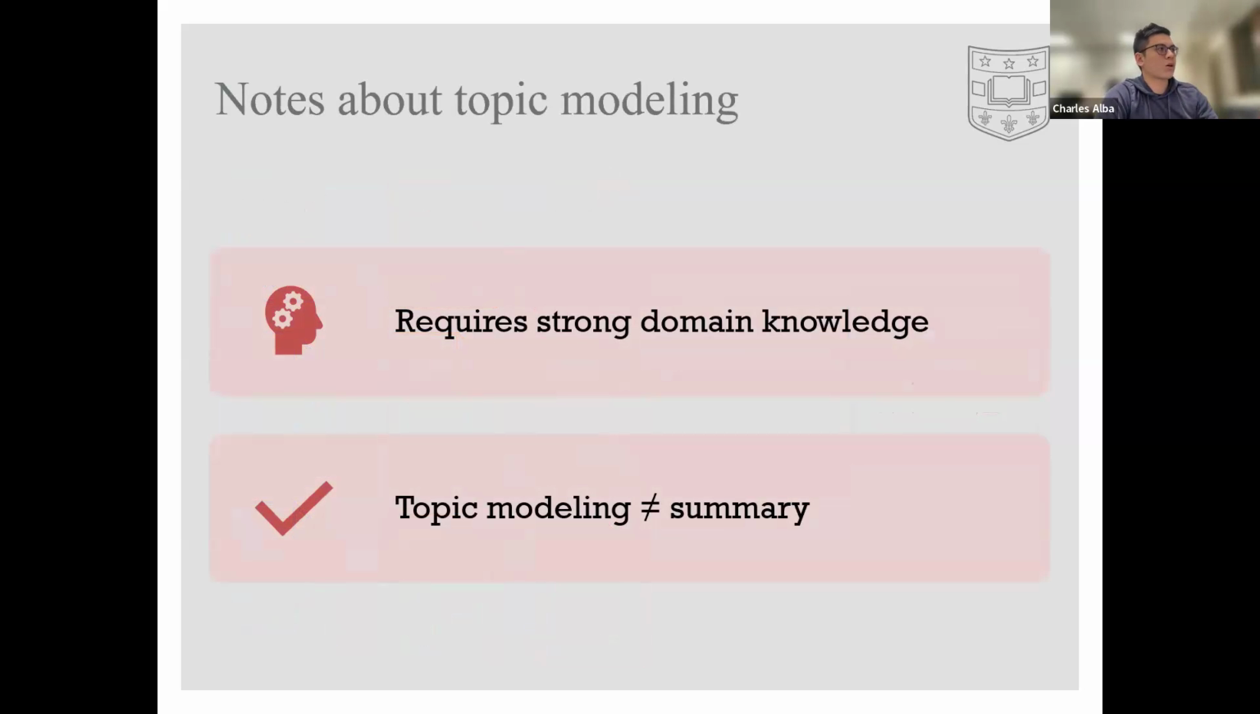But just some notes about topic modeling. It firstly requires strong domain knowledge because as powerful as large language models can be, you still need to be able to understand what the topic is saying and how it applies to your research question. And topic modeling is not summary. It can be used to achieve the same goals, but in essence, it's not summary. You're not asking a large language model to give you a shortened version of whatever you fed it. You're asking it to give you topics, hence topic modeling.